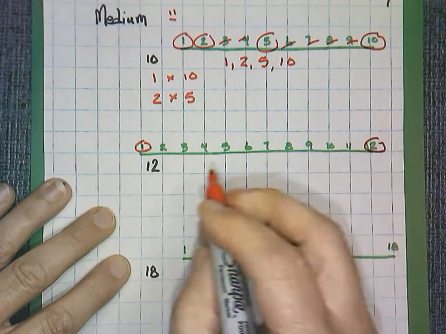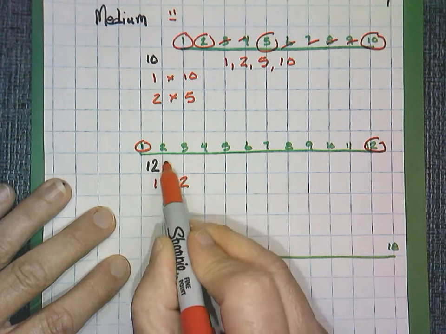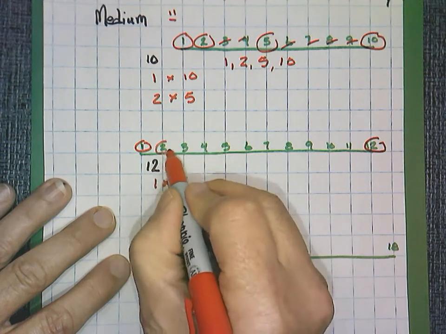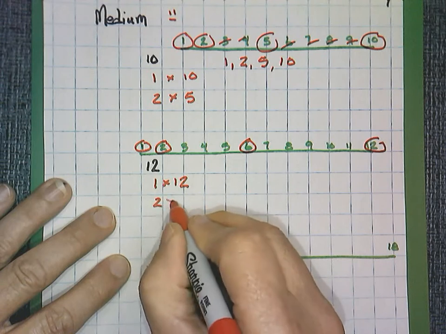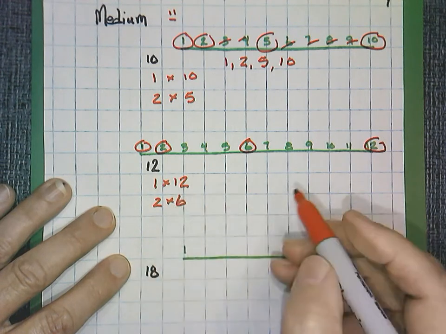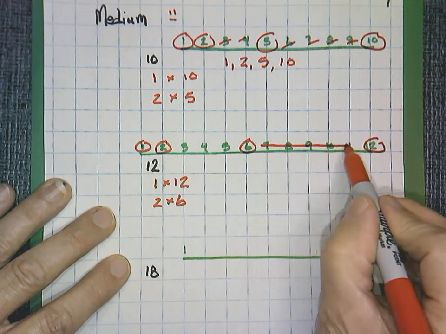1 times 12. Next, I would check 2. And yes, 2 times 6 would also equal 12. I've eliminated all of these.